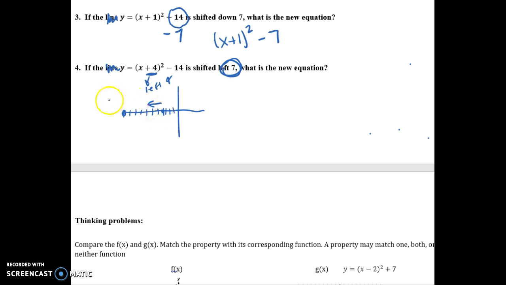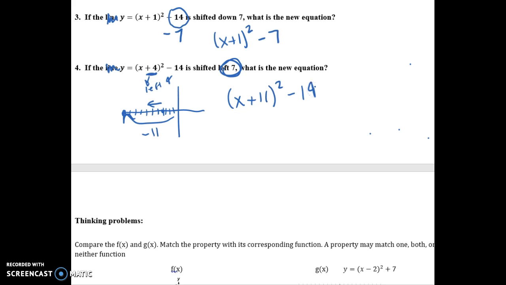So if I start at left 4 and go left 7, the total number that I went left altogether would be negative 11. But remember, this is negative 11. I have to think about the fact that it's a liar. So in here, I put it as positive 11.